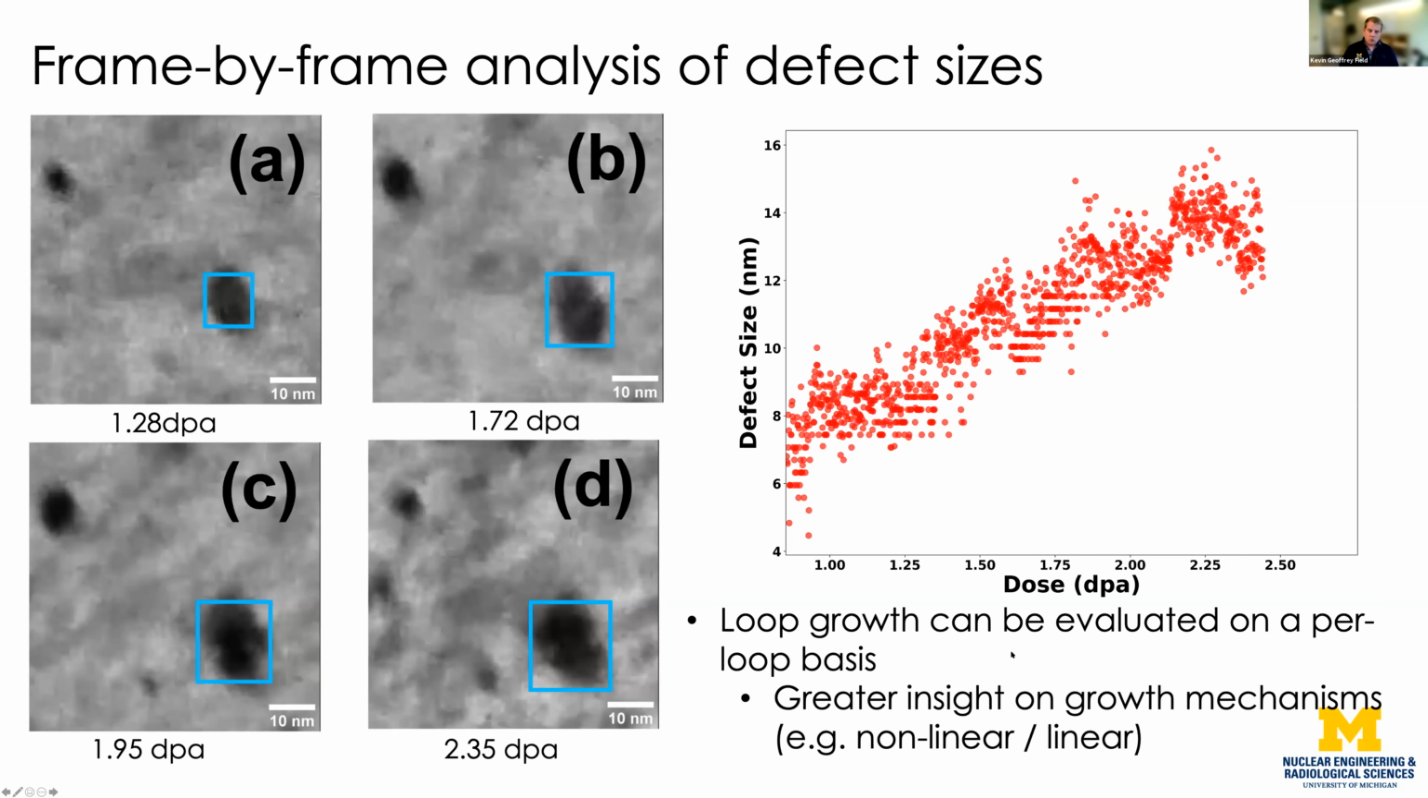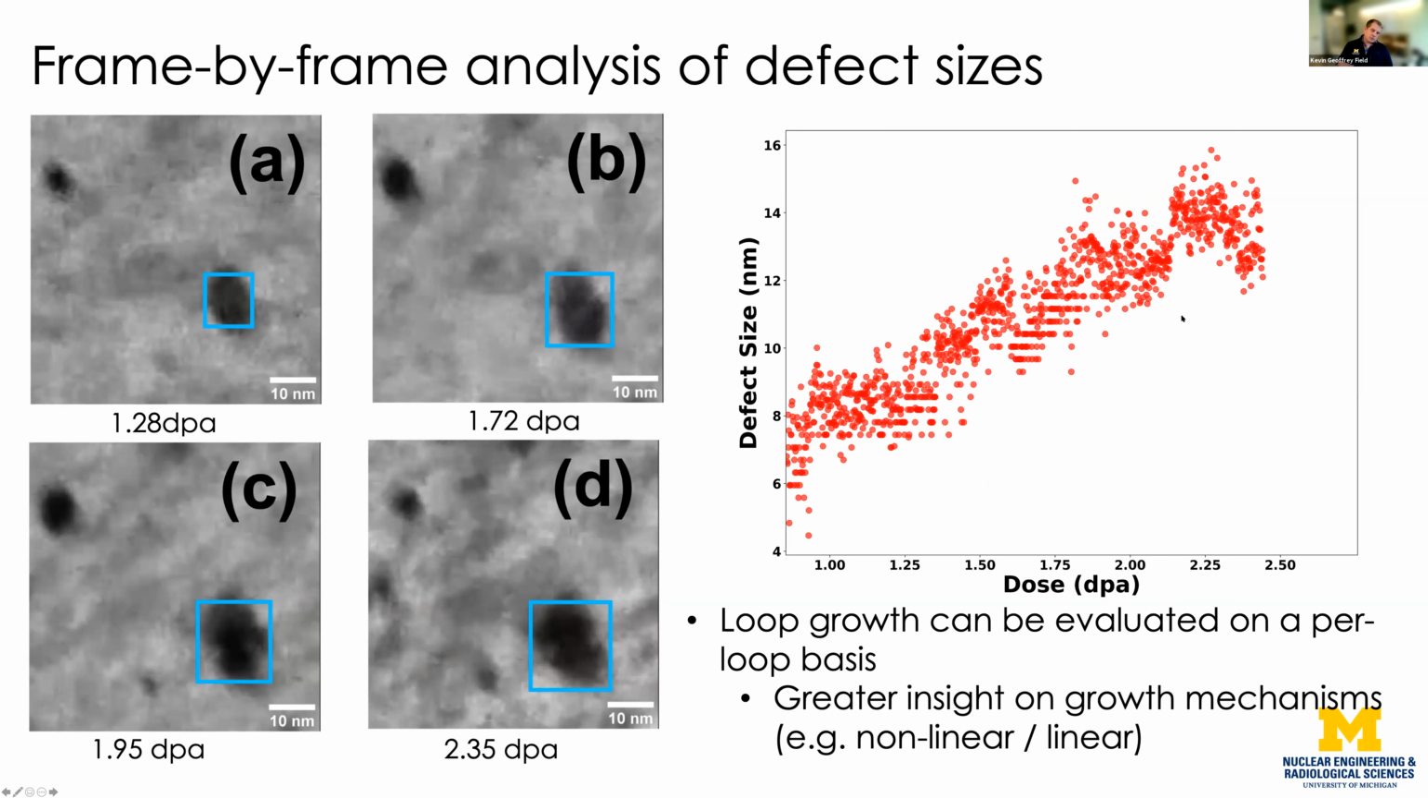What's even more cool, in my opinion, is that you can look at individual defects. So this is just one defect that we picked out of the image frames across the in-situ experiment. And then this is its growth chart, right? Just like you would measure your growth over the years as you were a little kid, same thing here. We have dose and defect size, and you see this very nice linear curve for this particular defect.